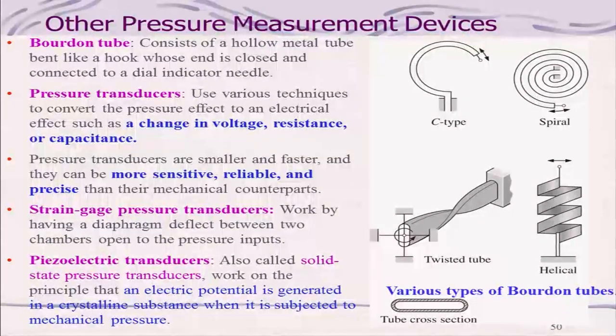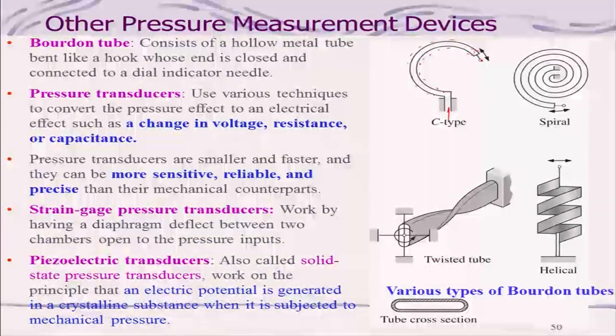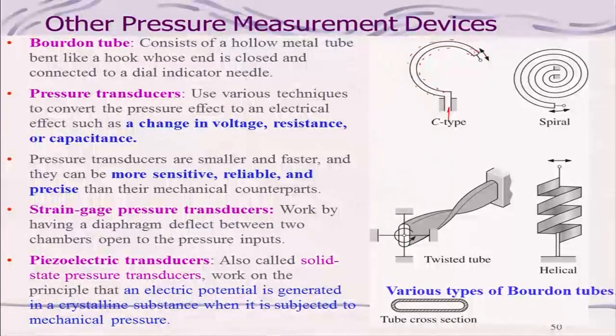And what happens when the pressure increases here? What happens to the tube? The tube has a rectangular cross section or elliptical cross section, you can say here. It is not circular. When the pressure is higher, it will change, and it will change its position also, right. It will be inflated and try to become more circular, and then this will move, and this point will be connected to your needle. There will be a gear and pinion arrangement, which you can open and see yourself. Then that will change.